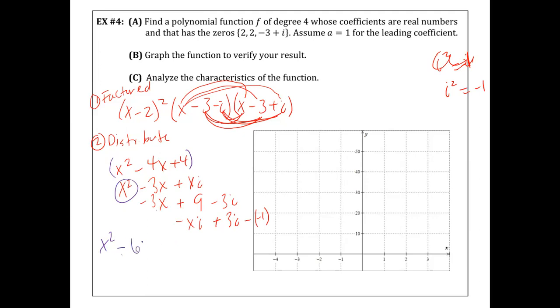So that makes negative 6x. What happens to my xi and my negative xi? They cancel each other out. I have 9 and I have 1, plus 10. And what happens to the negative 3i's? They cancel each other out.